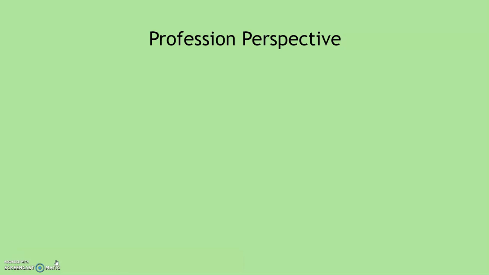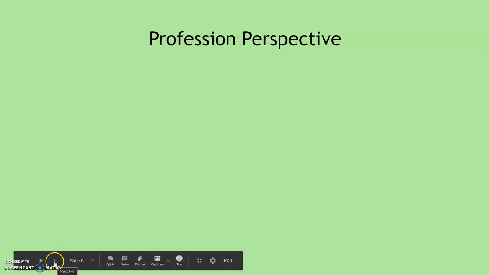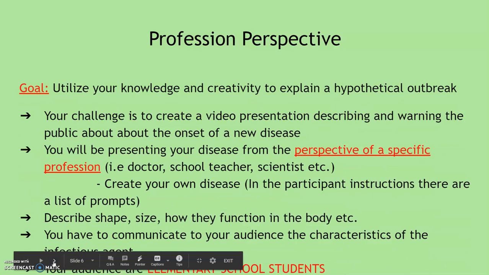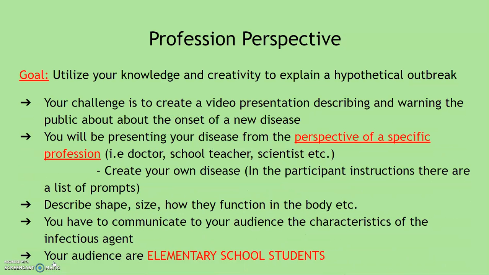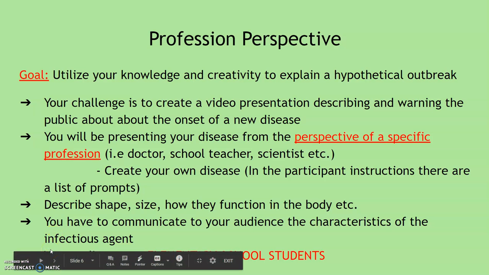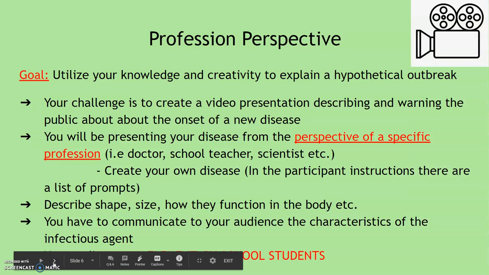For the last task of phase 1, you'll be completing an activity called Profession's Perspective. In this task, you will be designing your own infectious agent and creating a video presentation from the perspective of a particular profession or job. You have to communicate to your audience the characteristics of the infectious agent, as well as the size, the shape, and how it functions in the human body. Remember, your audience are elementary school students, so be sure to explain your disease in a way that your audience will understand.